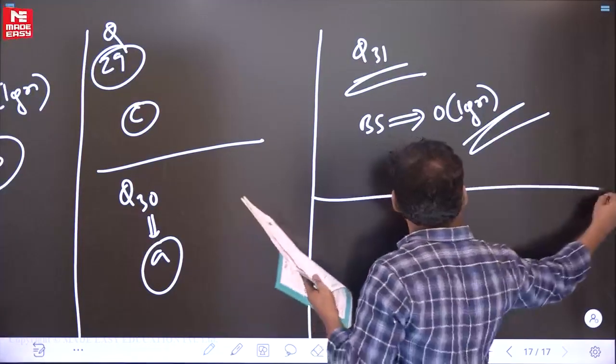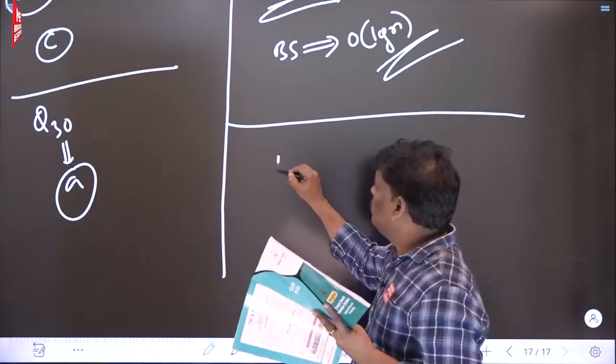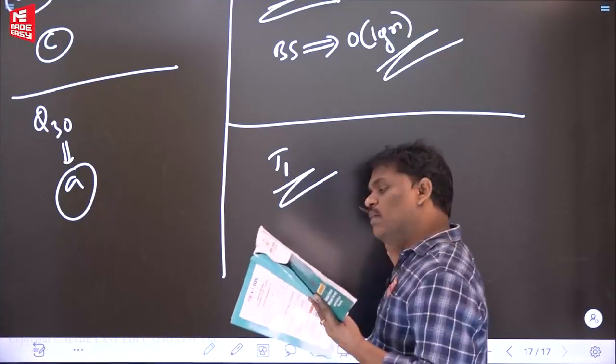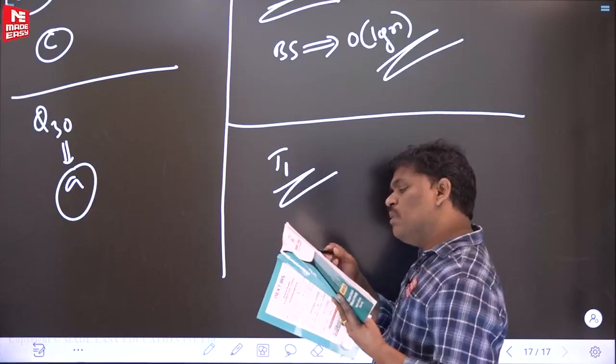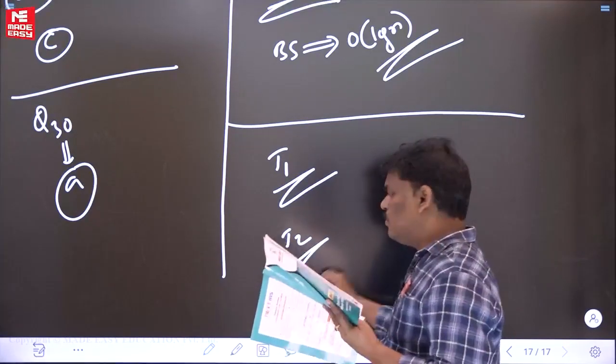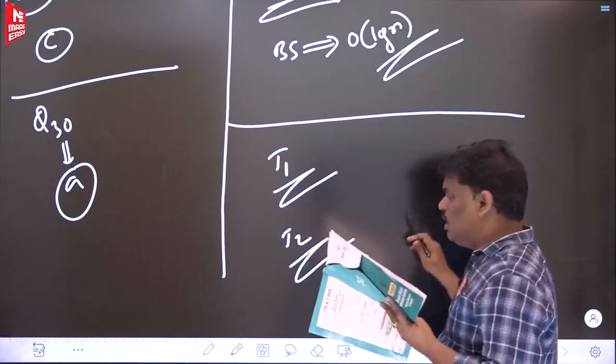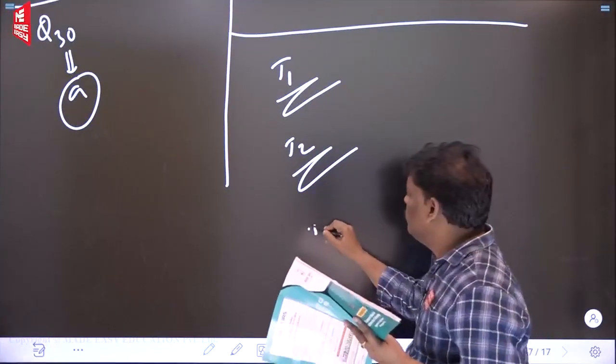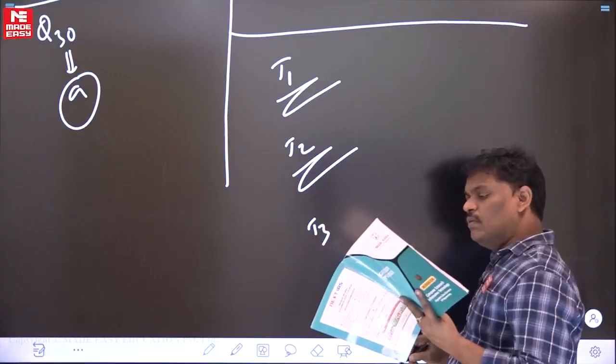Next one. What is the next one now? T1. If you see T1, this problem is already done in your notes also. T2. This is also there in your notes, please verify. T3. What is the answer?